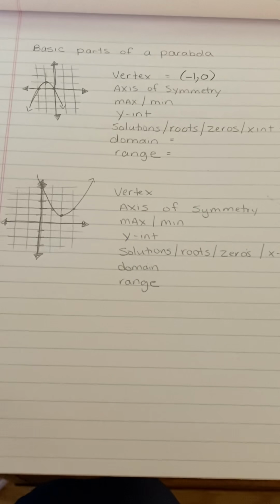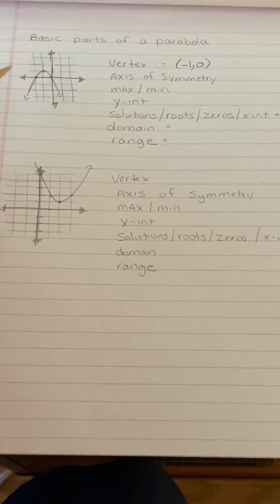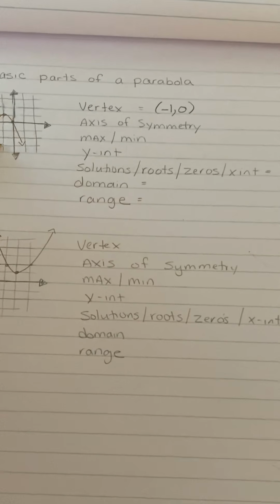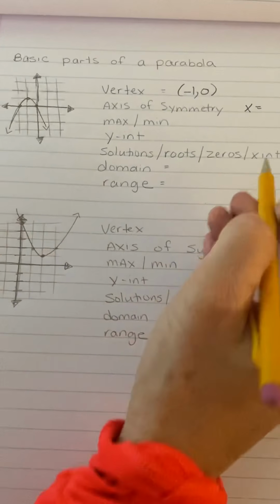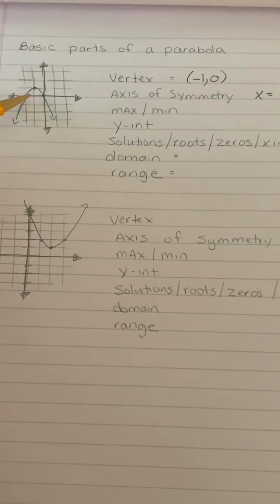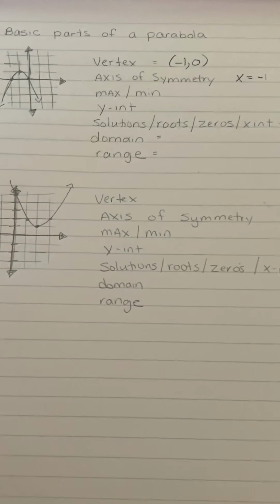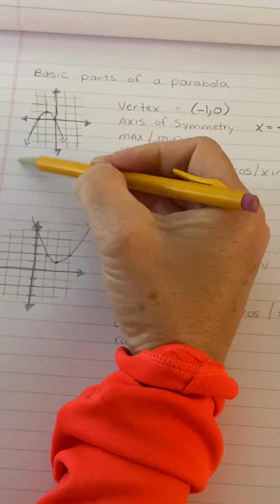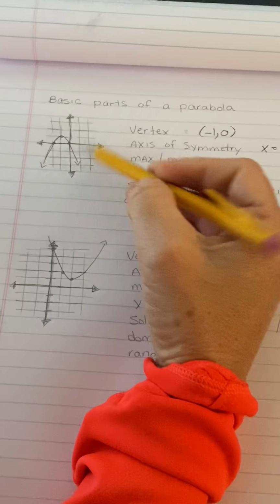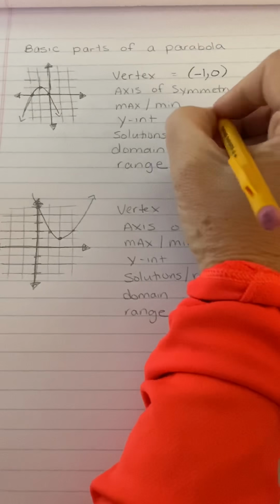The axis of symmetry is always going to be the x part of the vertex, or it's going to be this line right here. And you always have to say it's x equals whatever. For the axis of symmetry, it's always x, and it's going to be x equals -1. For the maximum or minimum, you're just asking, is there a maximum or is there a minimum? Well, these lines keep going down, down, down, so there's no minimum, and there is a maximum, which is going to be the vertex. So there is a maximum.